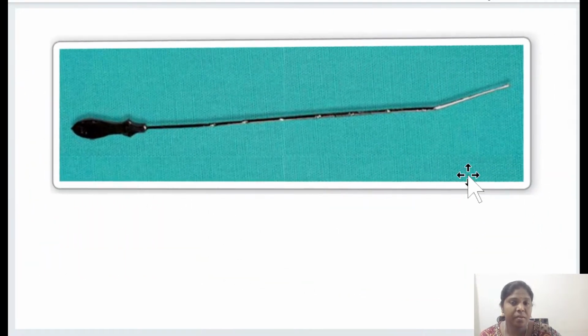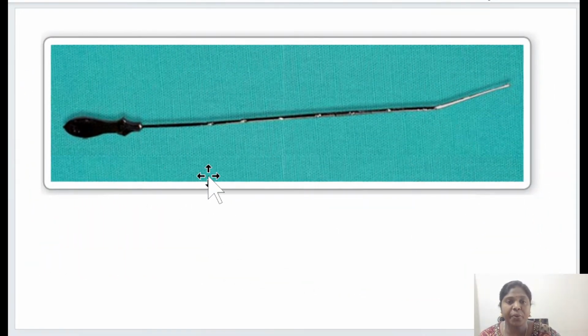Now guess this instrument's name. What is this instrument? This is a metal instrument, and on this metal instrument you can see small marks to show the measurement. So where is it used, and why is it used?